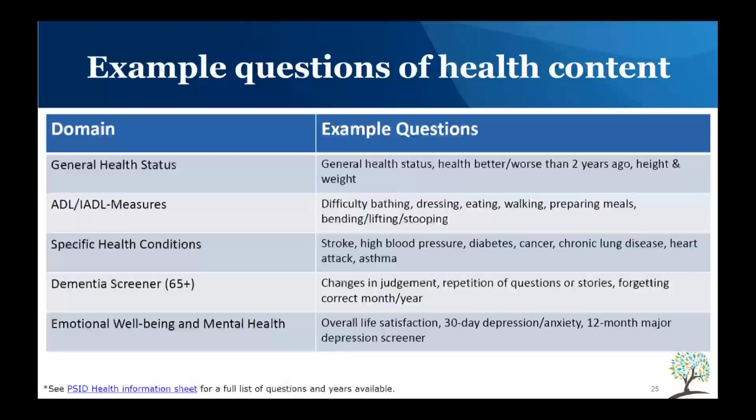Some things are collected only for self, mostly those being emotional well-being and mental health. Other things are collected for self-report and proxy report, and that's everything else on this page. So looking at specific health conditions and their histories and how they're ongoing, and then other things that are more general, like general health status. All right, next slide, please.